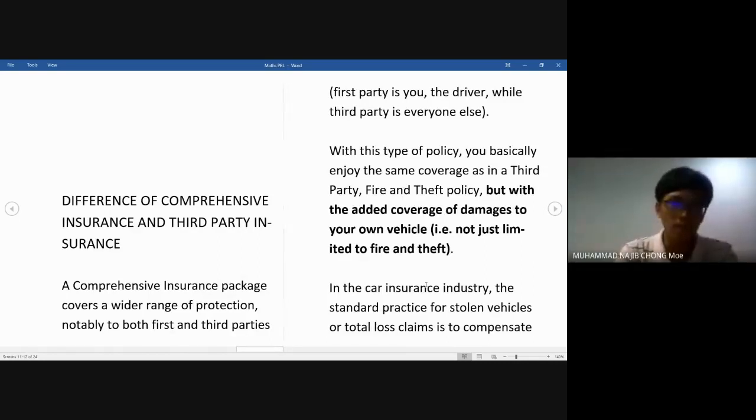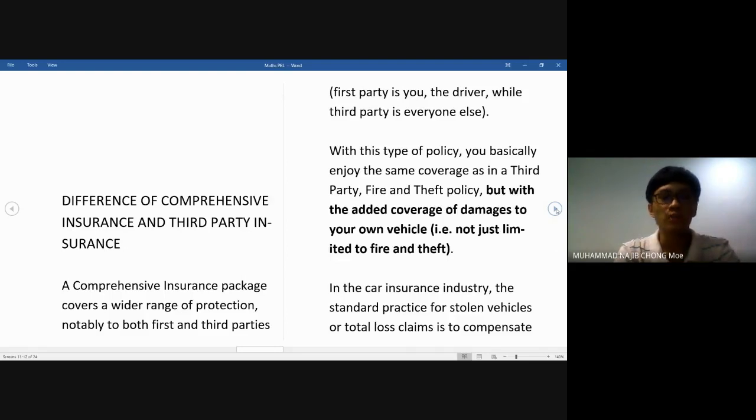Next, I'm going to talk about the difference of comprehensive insurance and third-party insurance. A comprehensive insurance package covers a wide range of protection, notably to both first and third parties. First party is you, the driver, while third party is everyone else. With this type of policy, you basically enjoy the same coverage as in the third party fire and theft policy, but with the added coverage of damages to your own vehicle, which is not just limited to fire and theft.